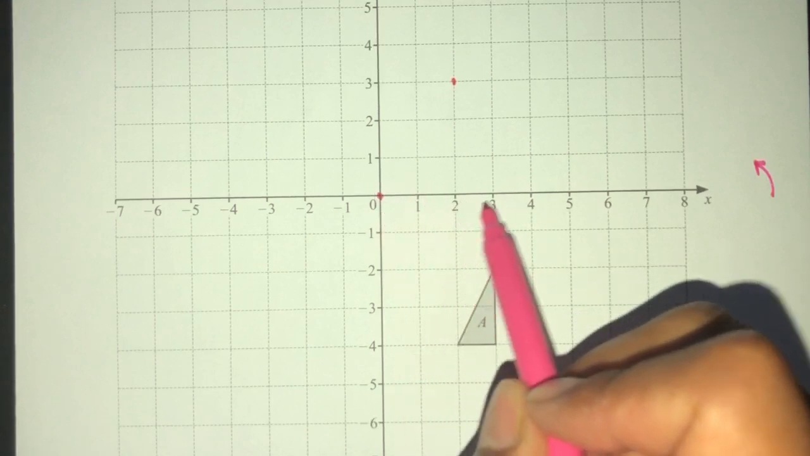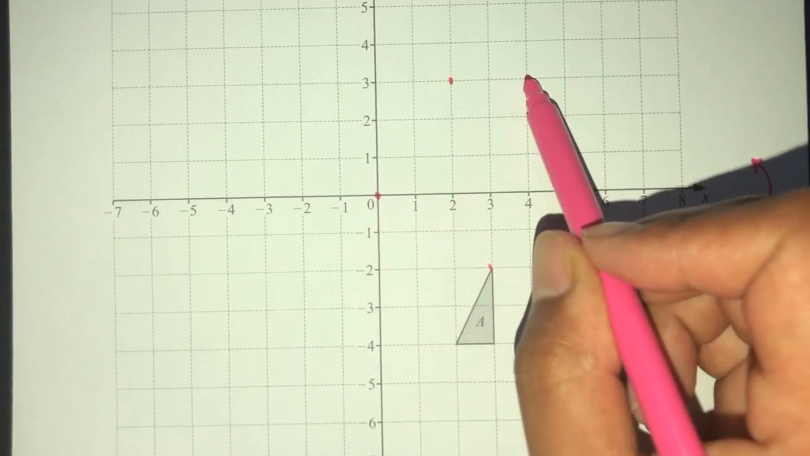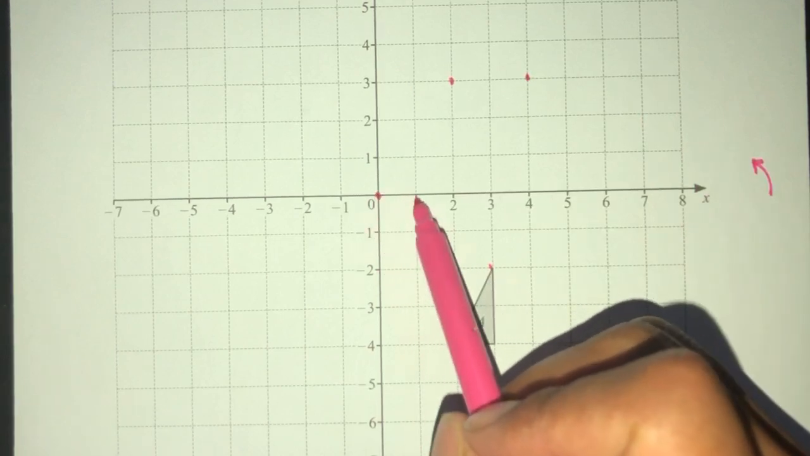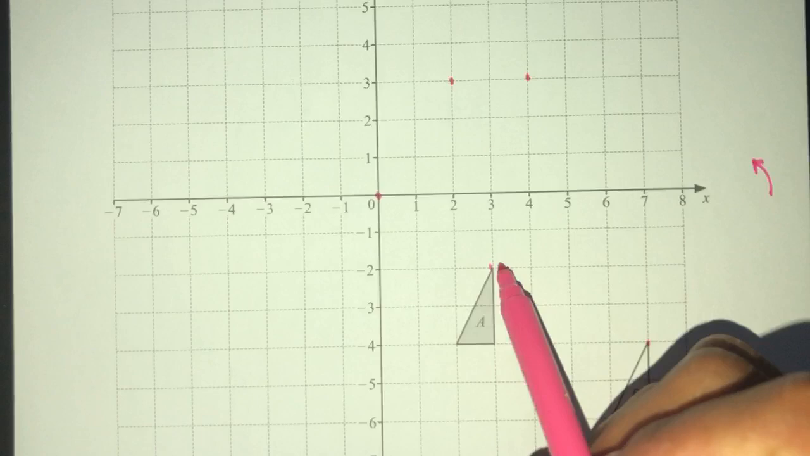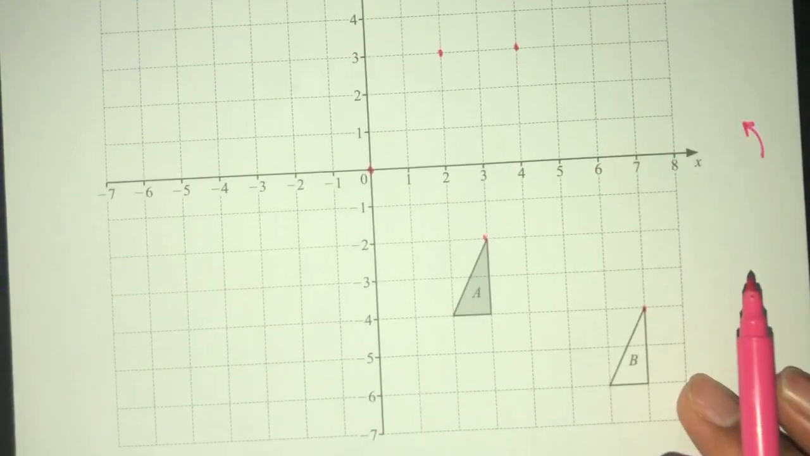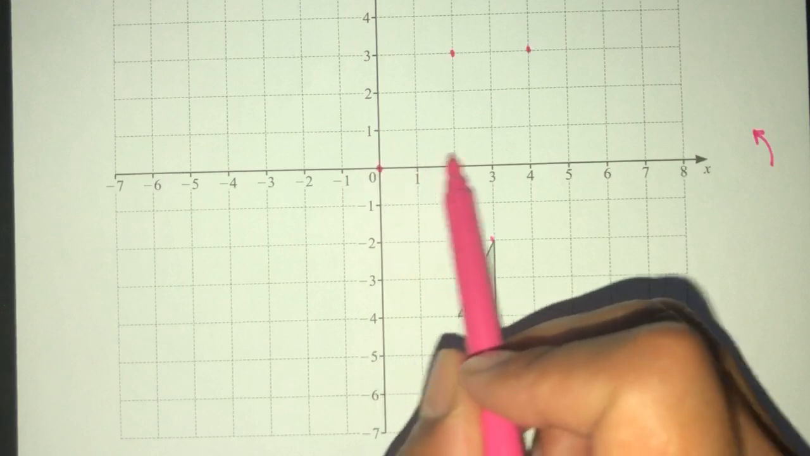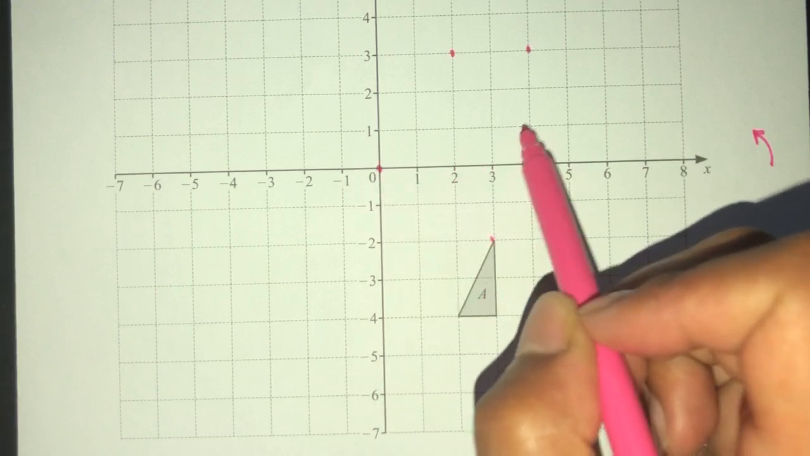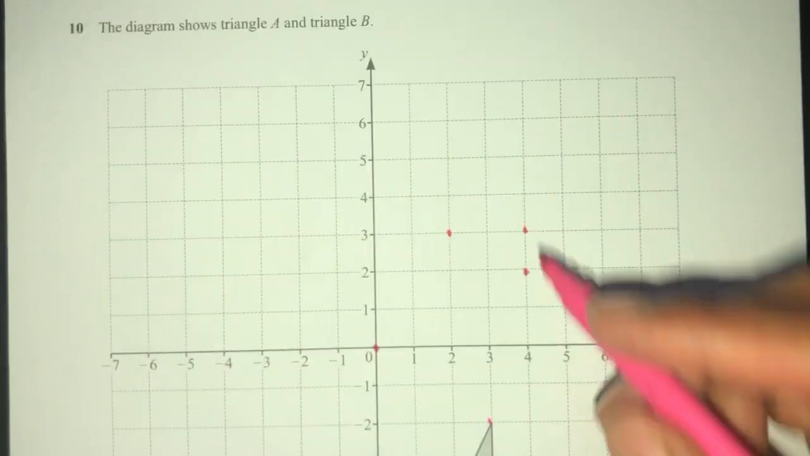So count 1, 2, 3, 4, 1, 2, 3. So basically we're just inversing the numbers. For example, here it was 1, 2, 3, 1, 2. So we now begin with 2, then 1, 2, 3, right? So same idea here. We have 1, 2, 1, 2, 3, 4. So 1, 2, 3, 4, 1, 2. So this will be your triangle.